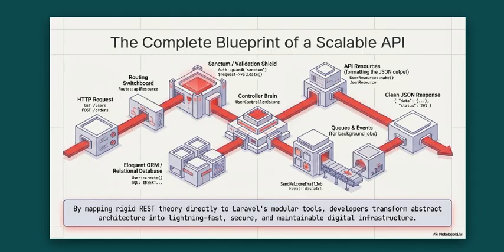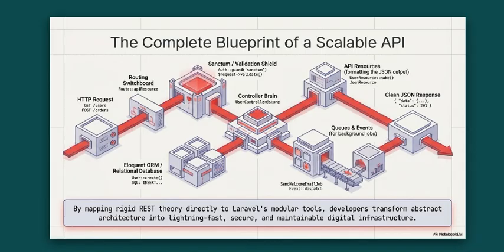Let's trace the complete life cycle of a request one last time, putting all the pieces of the blueprint together. Picture the factory in motion. The HTTP request arrives from the client across the internet. It enters the factory through the routing switchboard, hitting api.php. The traffic cop immediately knows which department to send it to. But before it can proceed down the hallway, it hits the gates. It hits the Sanctum and validation middleware. The bouncer cryptographically verifies the signature on the token to ensure authentication.